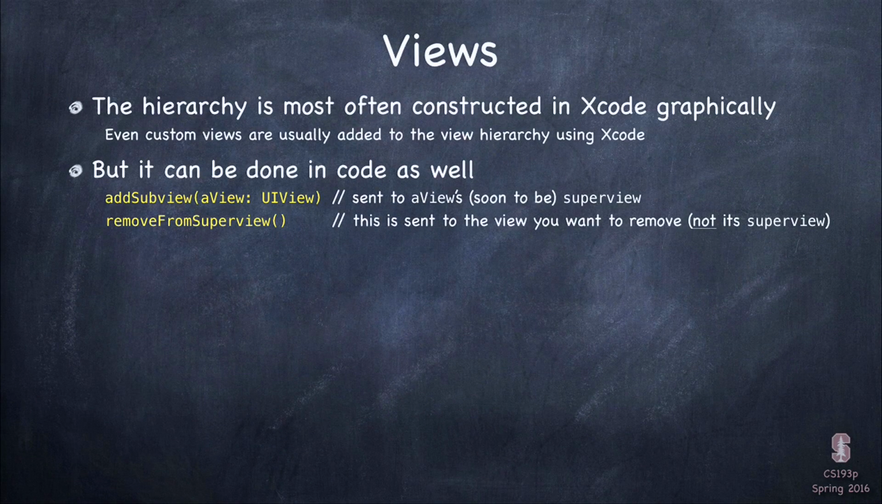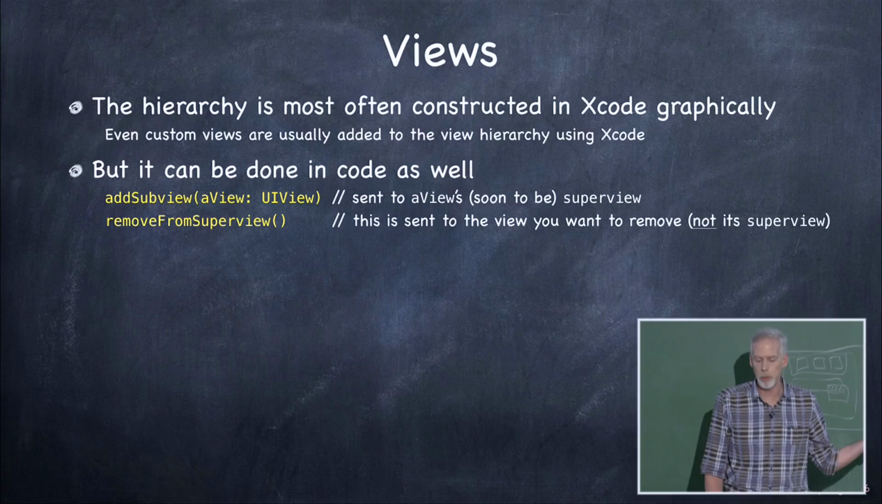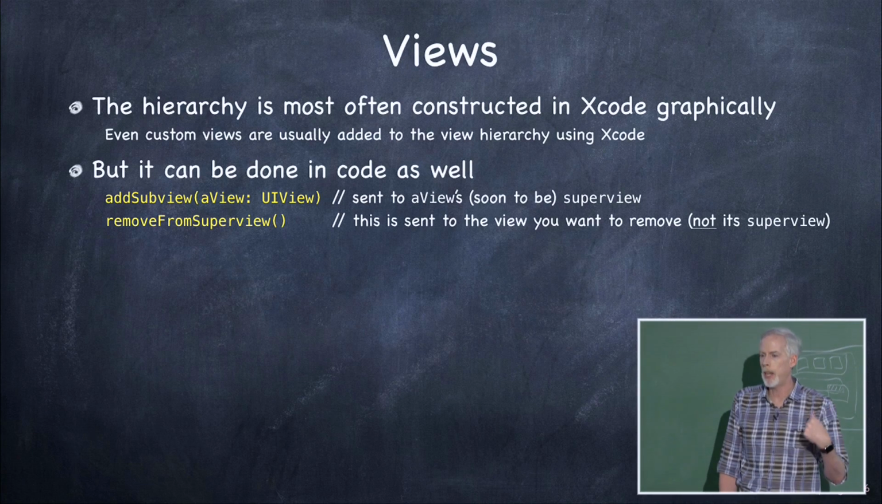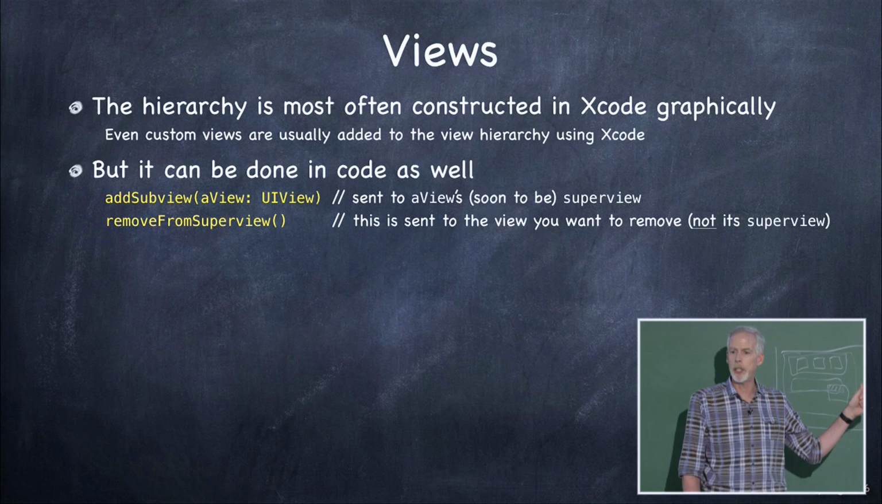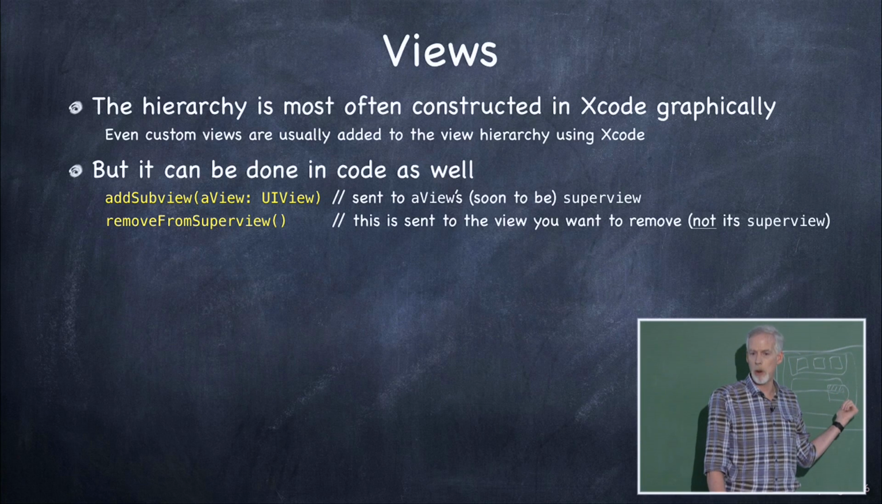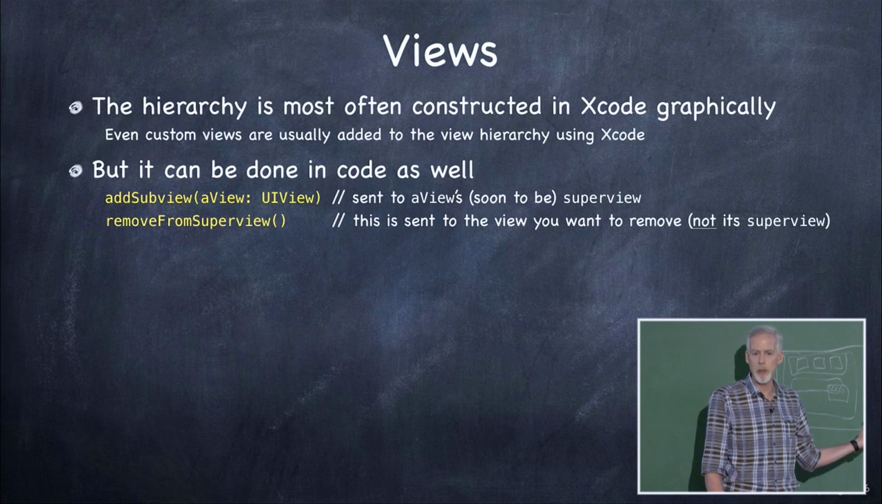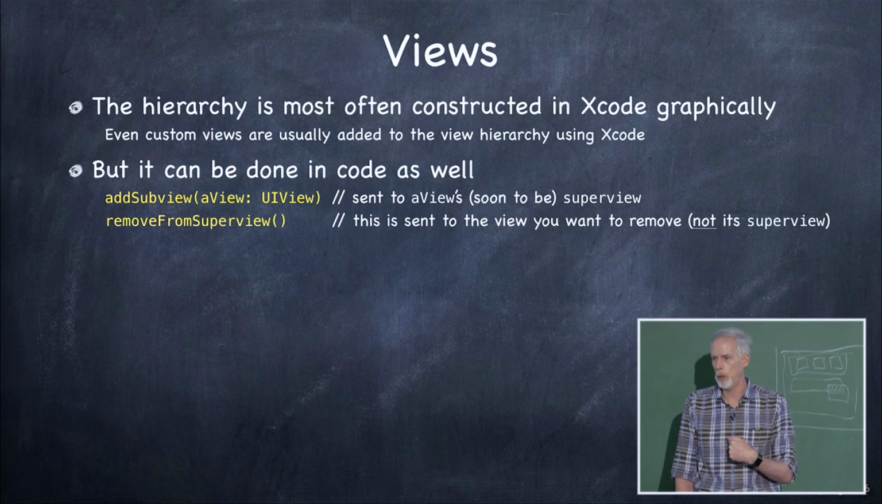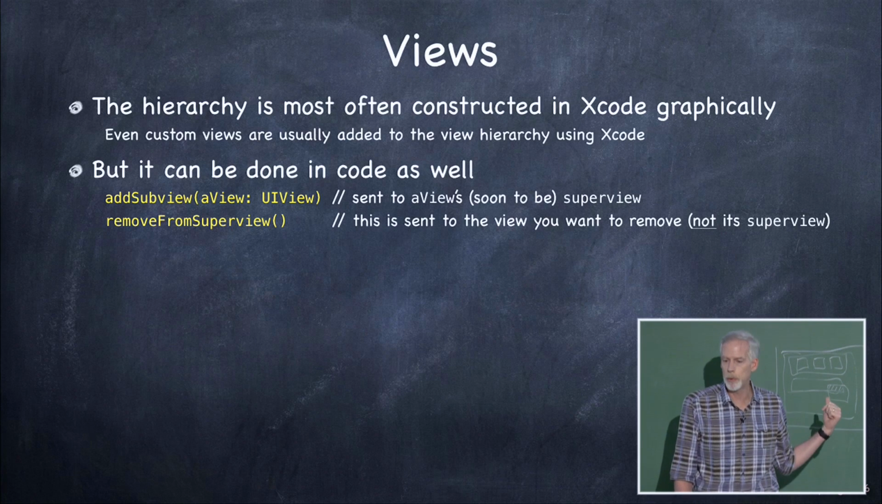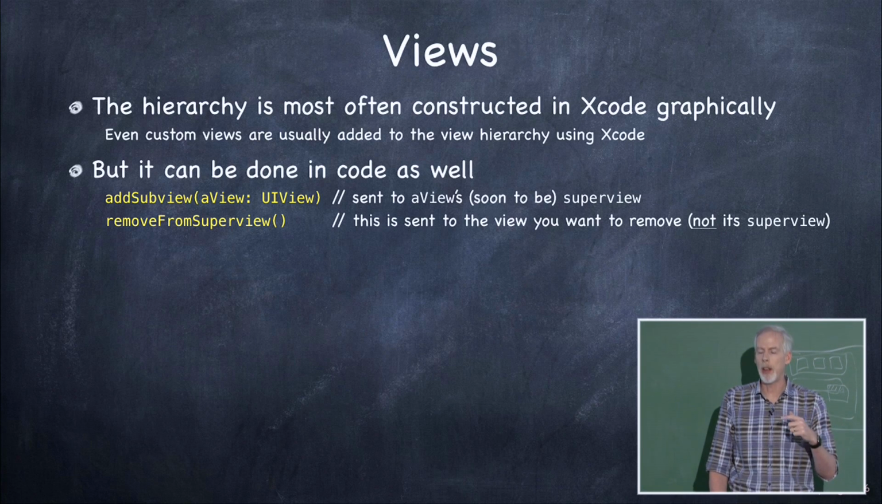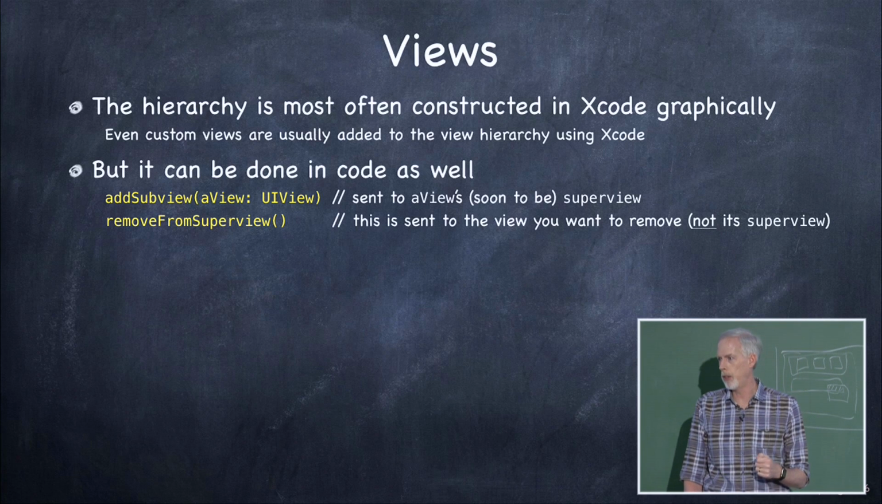This hierarchy is most often constructed in Xcode graphically, like you did with the calculator, okay? But you can build this hierarchy in code. The two methods are addSubview and removeFromSuperview. That's putting them in and taking them out. Notice that addSubview is sent to the future superview of the view, saying, here, add this subview to yourself. removeFromSuperview is actually sent to the view you want to remove. Okay, so it's kind of like remove yourself from your superview.